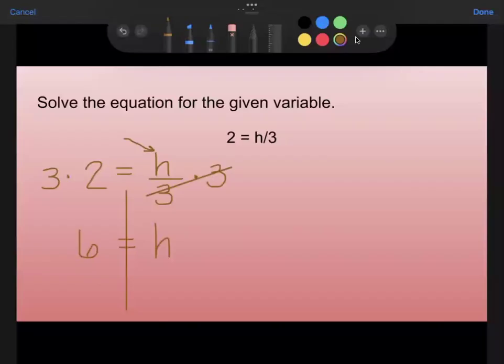Now, if you want to test and see if your solution is correct, what you could do is take the answer that you got and substitute it in for the h in the original equation to see if both sides are equal to each other. So I'm going to rewrite that again. 2 equals h divided by 3, but this time I'm going to substitute 6 in for h because that's what we think h is equal to. Now, 6 divided by 3 is in fact 2. So since both sides of the equation are equal, I know that h does in fact equal 6.